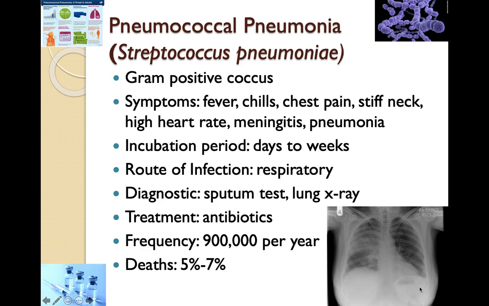And this is an x-ray of the lungs, and you can see the scar tissue and the damage that this infection has caused to this person's lungs. Lungs are supposed to be clear on an x-ray. You're not supposed to see all this white scarring and things inside of here. Very, very, very dangerous, and it has about a 5 to 7% death rate. And it kills quite a lot of elderly people in the United States every year.